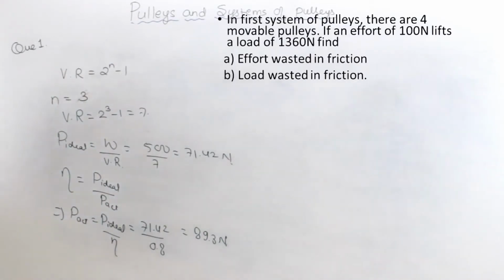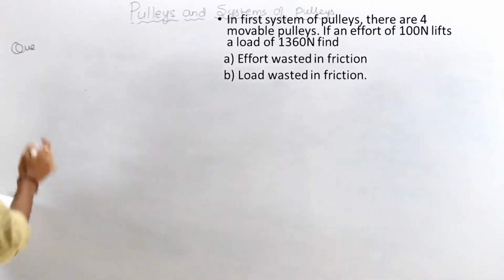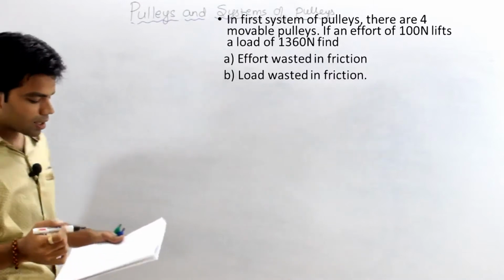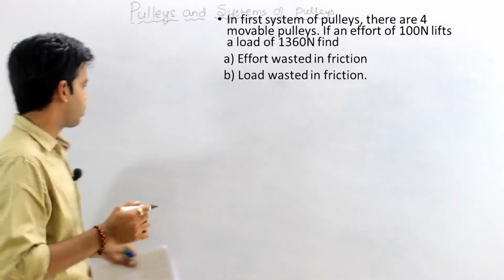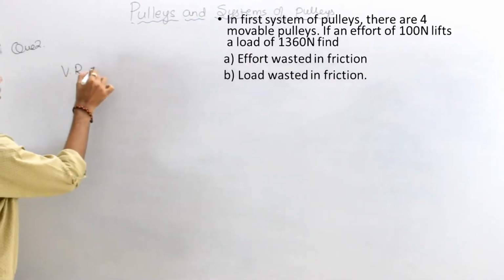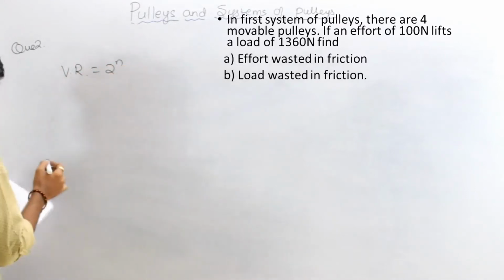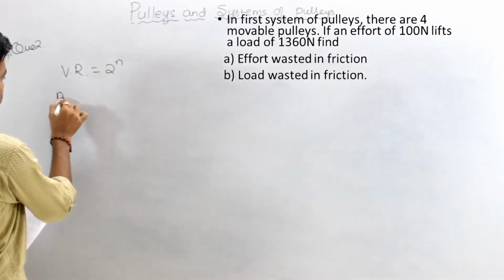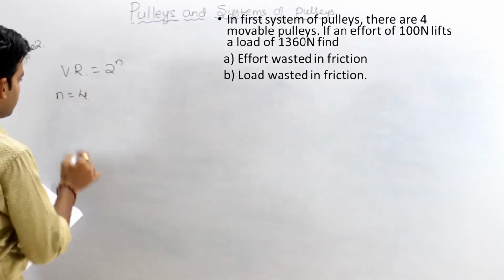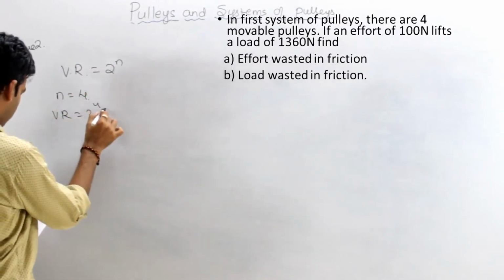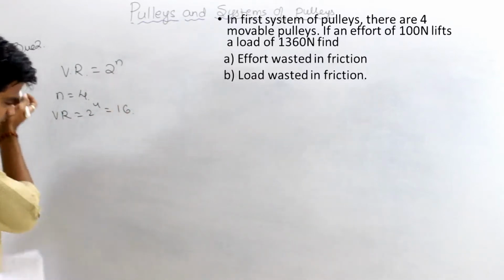Next question. In the first system of pulleys, there are 4 movable pulleys. If an effort of 100 Newton lifts a load of 1360 Newton, find first, the effort wasted in friction, and second, the load wasted in friction. Okay. So, we have the first system of pulleys, and as we all know, for the first system of pulley the velocity ratio is equal to 2 raised to power n. Here n is given as 4, the number of movable pulleys. So, the velocity ratio is equal to 2 raised to power 4, which is equal to 16, clear or not?